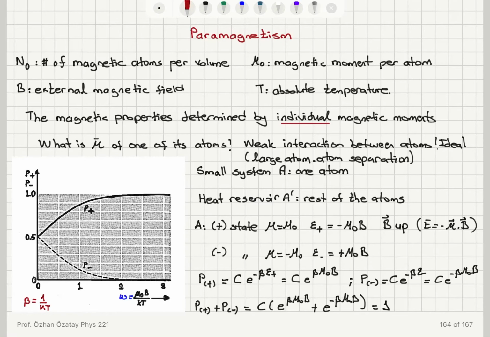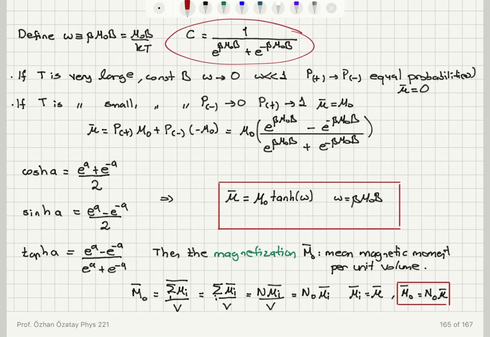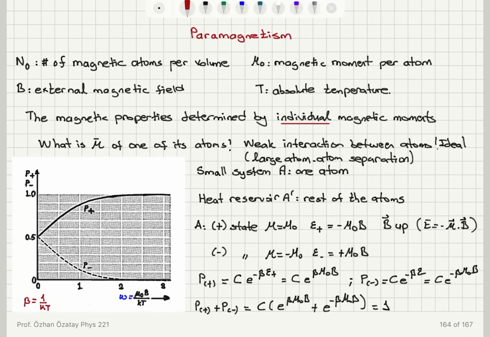The probabilities should add up to 1 as usual. We have normalization, so the constant C is 1 over e to the beta mu 0 B plus e to the minus beta mu 0 B. Beta mu 0 B appears everywhere, so I define it as omega, which is mu 0 B over kT. In the high temperature limit for constant magnetic field, omega is approaching 0, or omega is much less than 1. What happens to these probabilities?